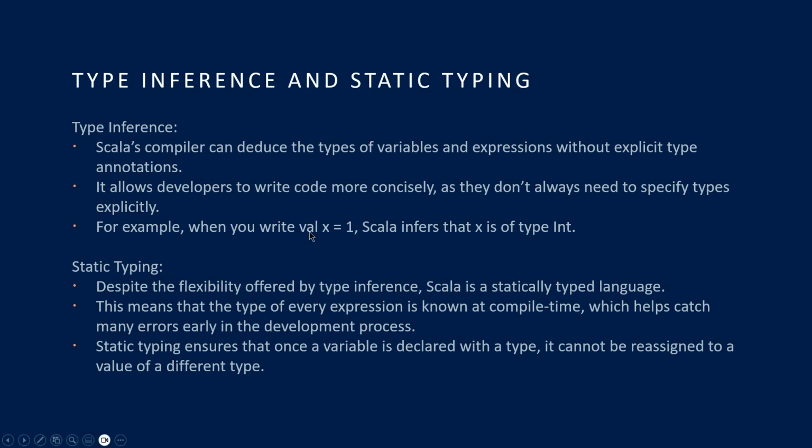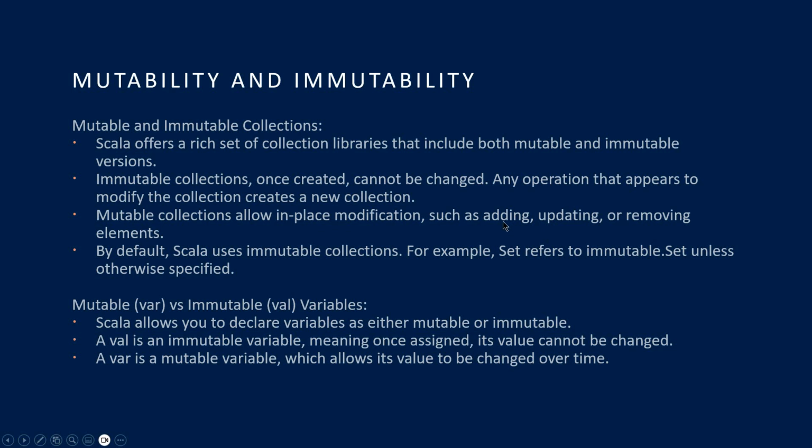So, but here you can see this sort of example. We've seen a few of these where I'm just creating a value, x equals 1. Scala infers that x is a type of int. Static typing: despite the flexibility offered by type inference, Scala is a statically typed language. It means the type of expression is known at compile time, which helps catch many errors early in the development process. Static typing ensures that once a variable is declared with a type, you can't reassign it to a value of a different type, which then conveniently leads into mutability and immutability.